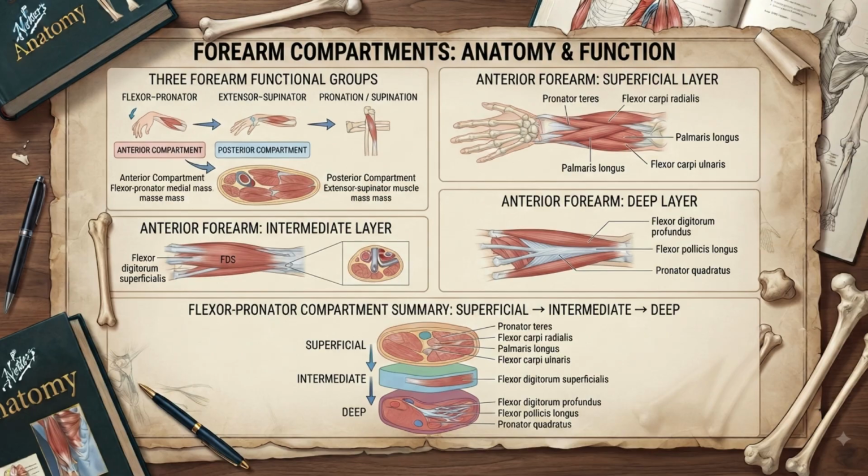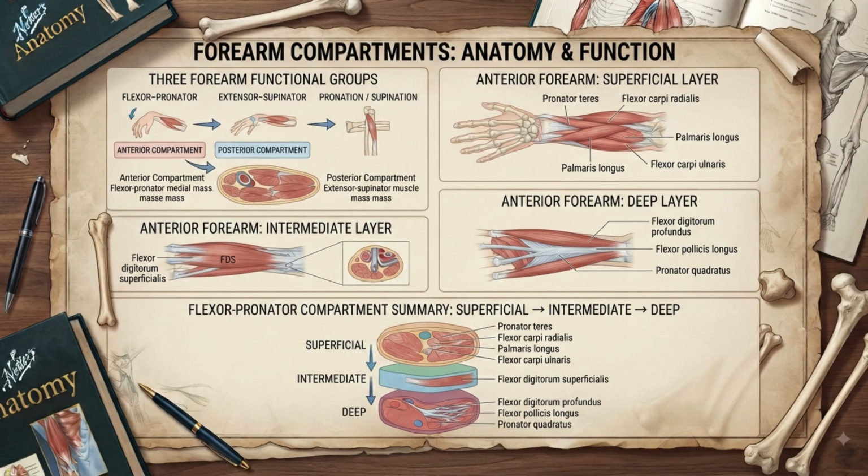The superficial anterior muscles include the pronator teres, flexor carpi radialis, palmaris longus, and flexor carpi ulnaris. Their names already give you some clues. Pronator teres contributes to pronation. Flexor carpi radialis flexes and radially deviates the wrist. Palmaris longus contributes to wrist flexion and tenses the palmar aponeurosis. Flexor carpi ulnaris flexes and ulnarly deviates the wrist.